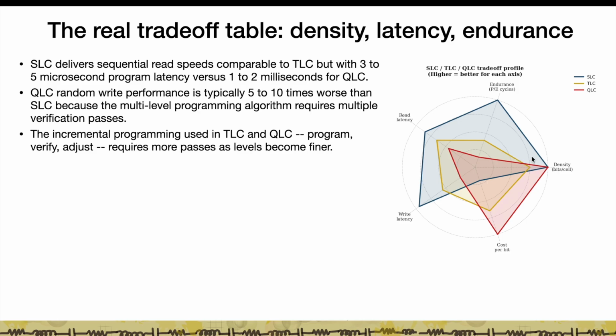QLC has excellent density and cost efficiency. It's at the maximum on those two axes. But look at endurance. It's near the minimum. Read latency is mediocre. Write latency is poor. The QLC shape is strong on density and weak on everything that reliability requires.